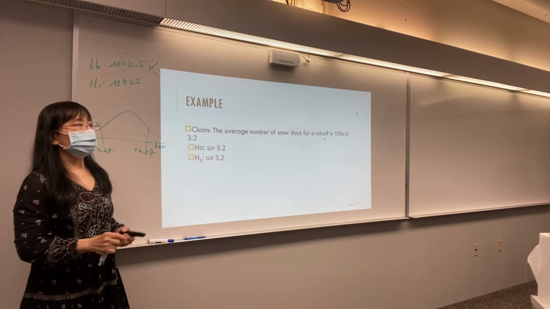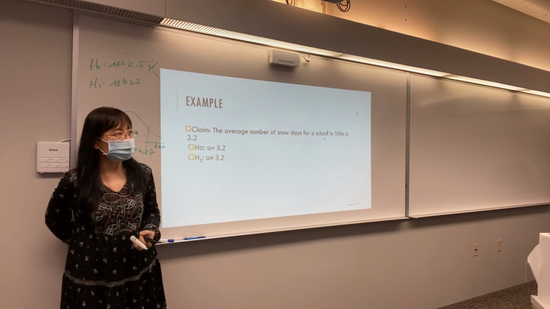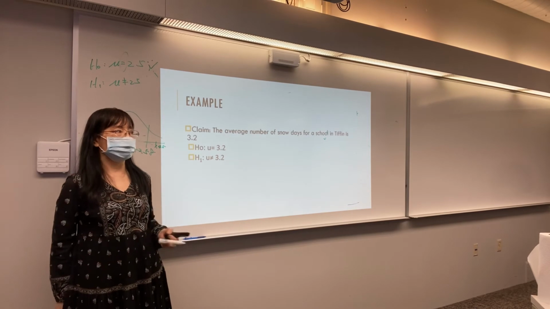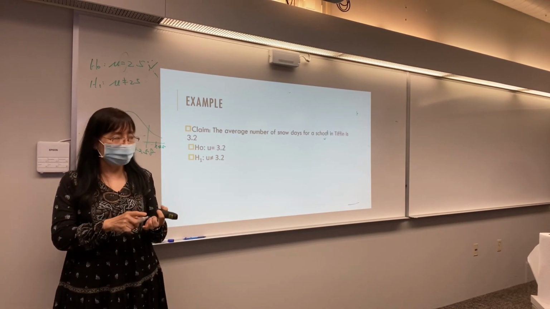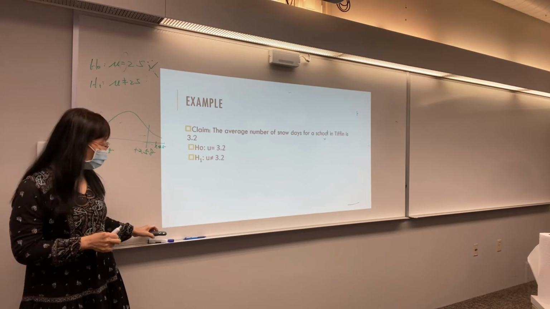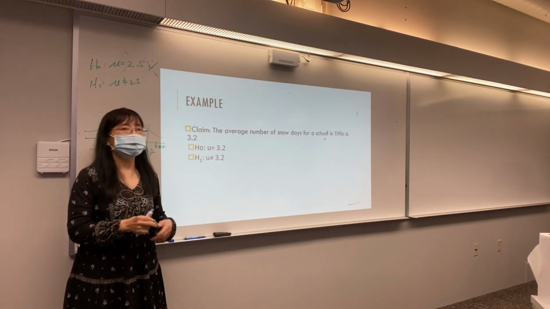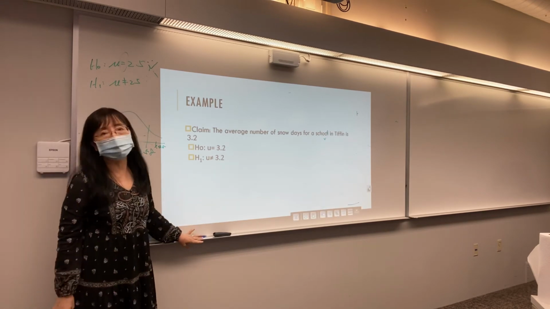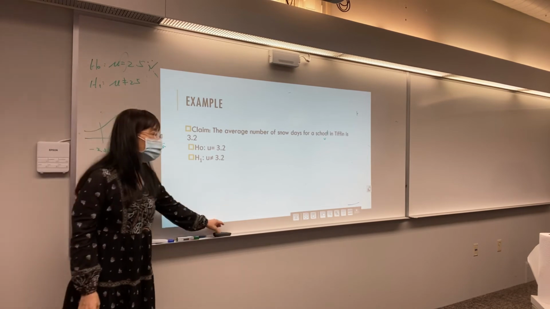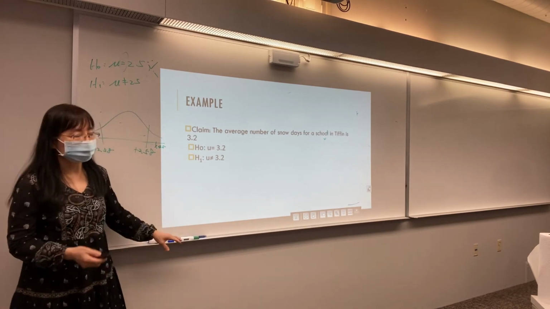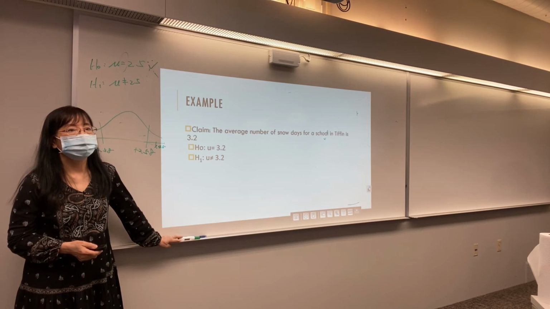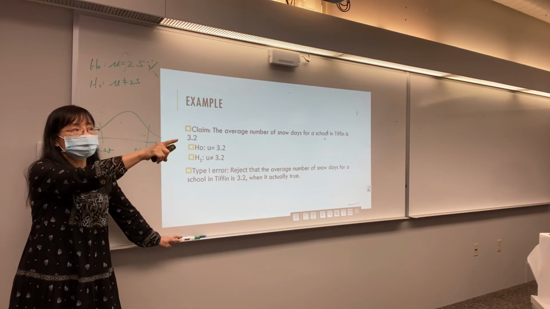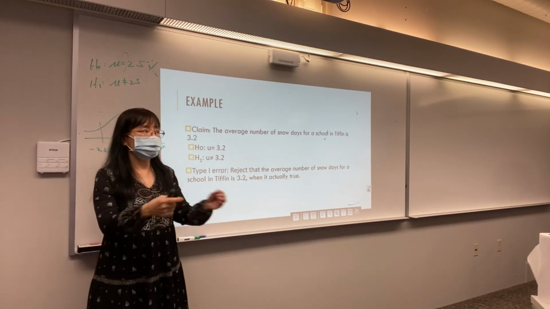Okay, so look at this. We claim the average number of snow days for school in Tiffin is 2.2 days. The average number of snow days is 3.2. So we make a null hypothesis that says, okay, yes, 3.2. And then our research hypothesis says it's not 3.2. Okay, so what is the type 1 error here? Type 1 error says we reject that the average number is 3.2, but actually it's true.